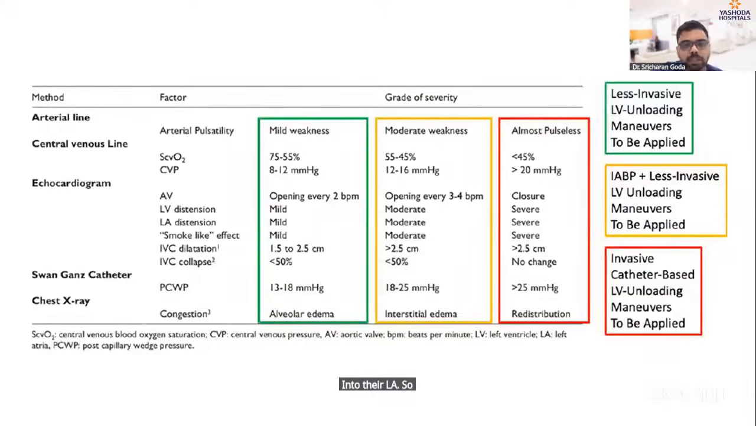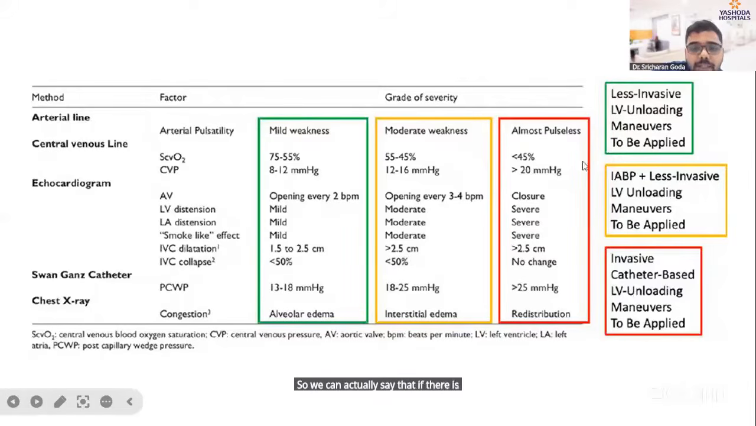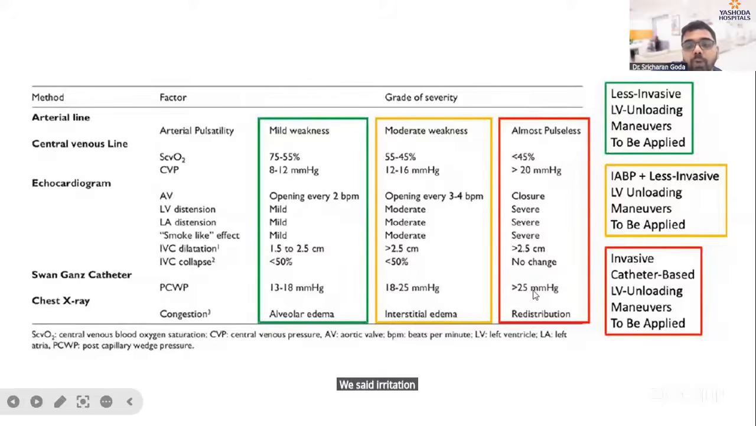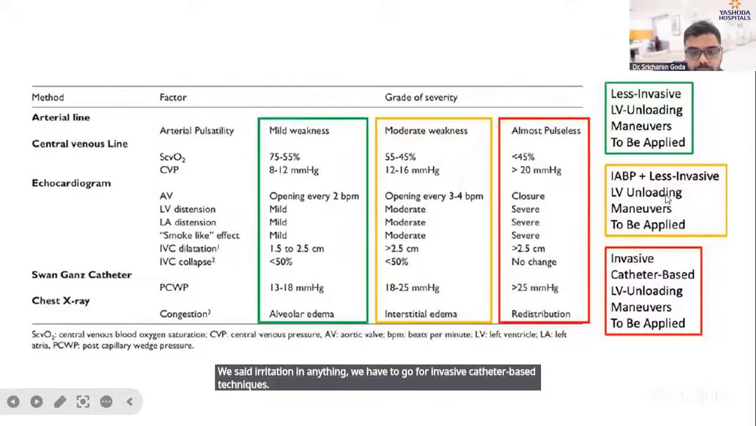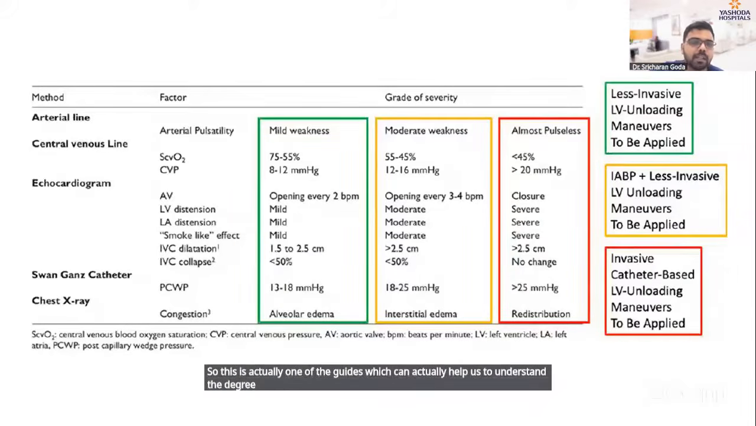This is a slide from the ELSO guidelines on the management of veno-arterial ECMO patients. We can say that if the patient is almost pulseless with a CVP greater than 20 and no aortic valve opening, the LV distension is severe. We can see spontaneous echogenic contrast in the LV with IVC dilatation. Then we have to go for invasive catheter-based techniques. This is one of the guides which can help us understand the degree of LV venting required, and whether less invasive or more invasive maneuvers have to be used for LV venting in these patients.